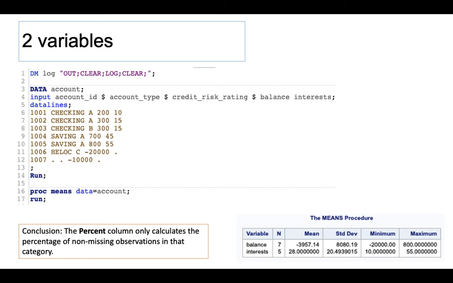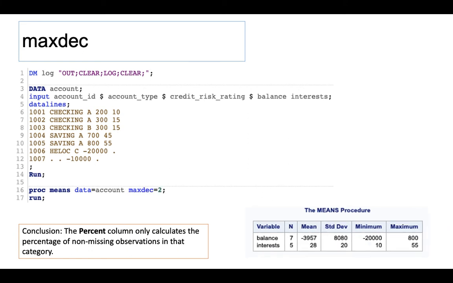Okay, so that's basically calculating all the numeric values. Another thing you can see is the decimal part is quite long, because by default SAS uses the best format. To change the decimals, in this case I put the maximum decimal as 2. That will reduce the decimal points. So you can use maxdec to change the decimal points.